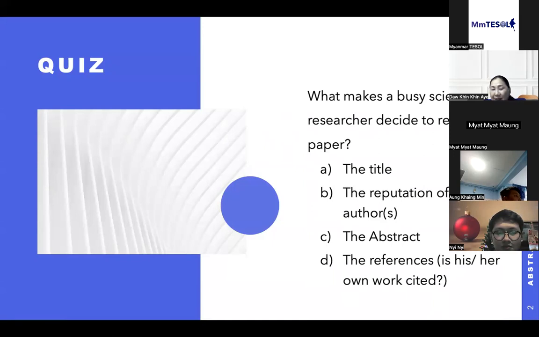Now, before I talk about abstract, I would just like to ask you, what makes a busy scientist or researcher decide to read a paper? Is it the title, or the reputation of the authors, or the abstract, or the references? Answer in the chat box quickly. Your answer A or B, or C or D. Okay, one has already answered. A and C. Okay.